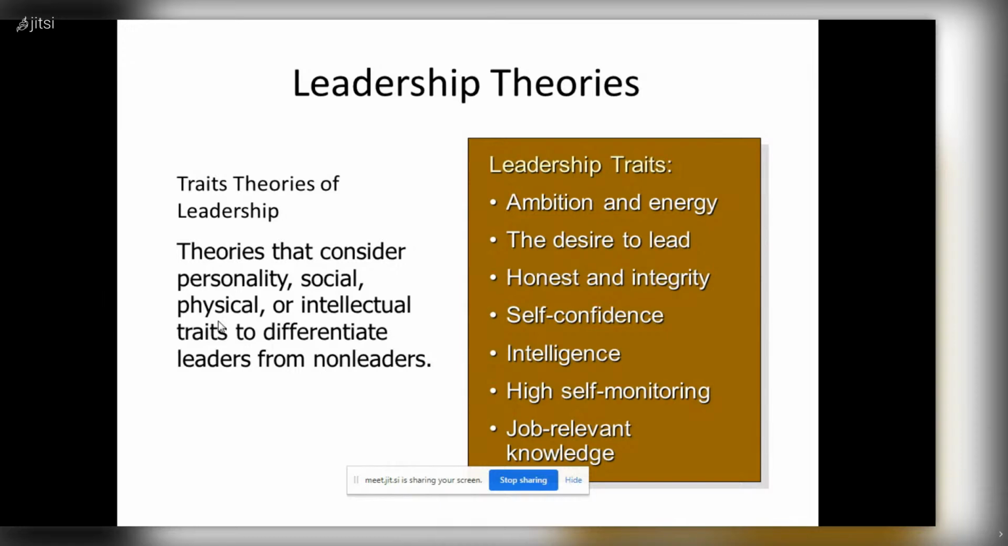Despite the best efforts of researchers, it proved impossible to identify a set of traits that would always differentiate a leader from a non-leader. Maybe it is a bit optimistic if we think that a set of consistent and unique traits would apply universally to all effective leaders, no matter whether they were in charge of their organizations or not.